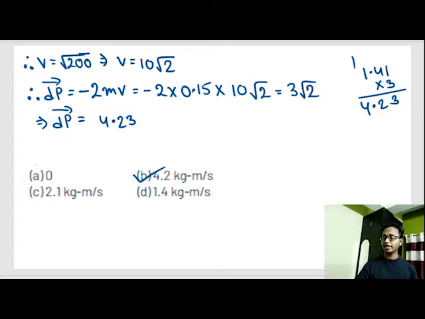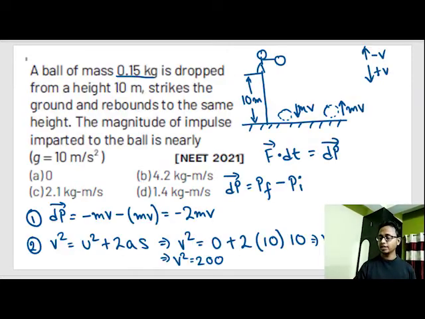So why not minus? They are only asking us the magnitude. It does not mean... see, when they are asking the question, they already assumed you know the direction of impulse. Impulse is also a vector quantity because dp itself is a vector quantity.